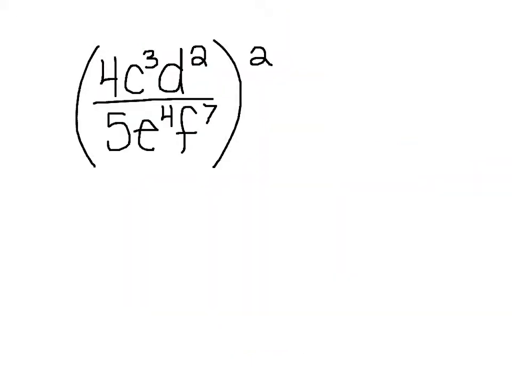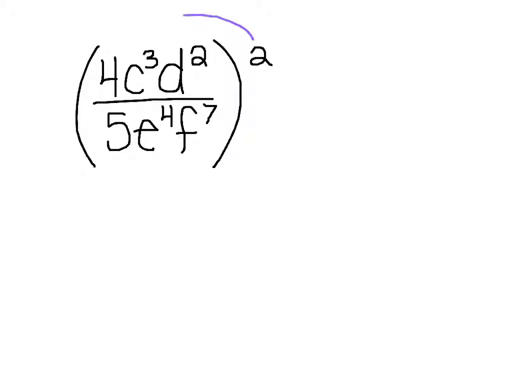Let's look at one more example. I want you to try this on your own. Pause the video, attempt it, and then come back. All right, looking at this, we see there's no common variable. These numbers can't divide, so we cannot simplify on the inside in any way.